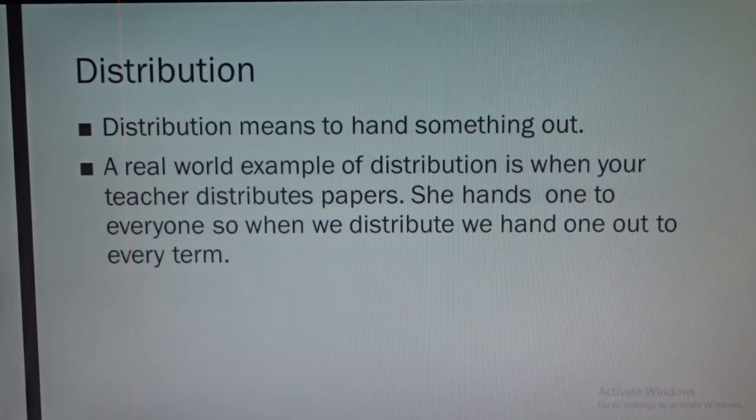Distribution. Distribution means to hand something out. A real-world example of distribution is when your teacher distributes papers. She hands one to everyone, so that we distribute, or hand one out, to every term.